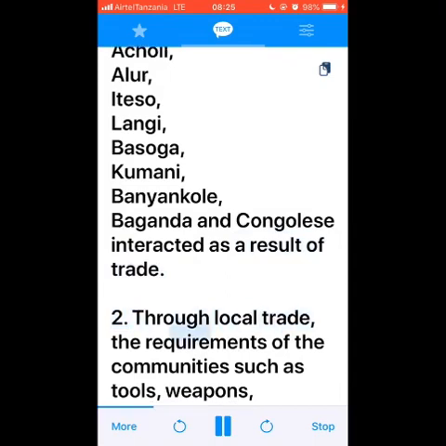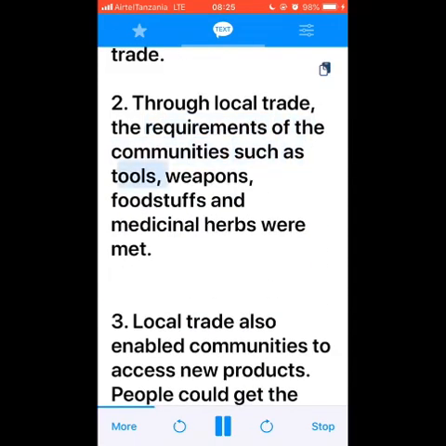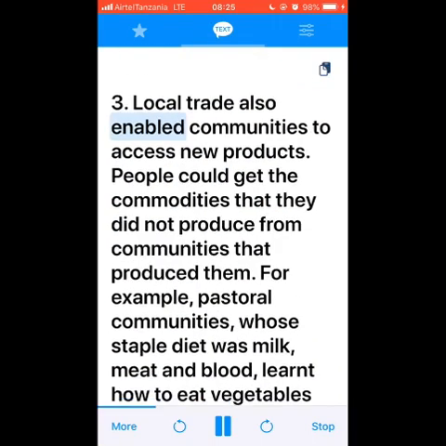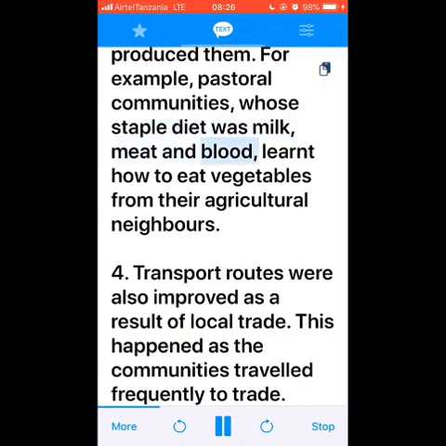2. Through local trade, the requirements of the communities such as tools, weapons, foodstuffs and medicinal herbs were met. 3. Local trade also enabled communities to access new products. People could get the commodities that they did not produce from communities that produced them. For example, pastoral communities, whose staple diet was milk, meat and blood, learned how to eat vegetables from their agricultural neighbors.